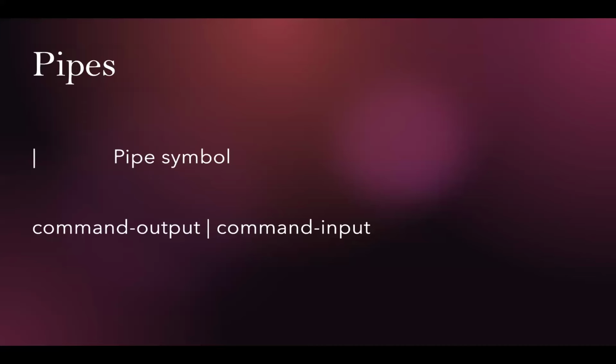The vertical bar is called a pipe. You can chain two commands together with a pipe. The pipe takes the standard output from the preceding command and passes it to the standard input of the following command. If the first command displays error messages, those will not pass to the second command by default. Error messages are displayed on standard error.